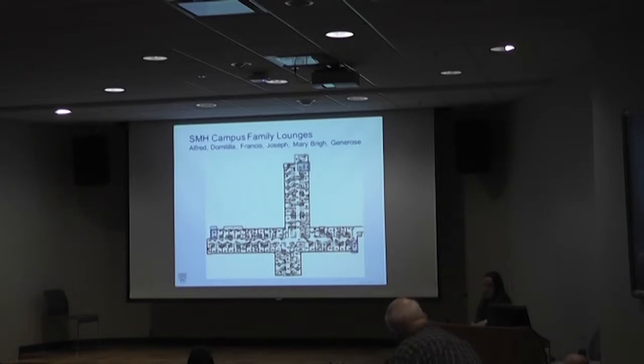So I've got a couple of examples of floor plans showing where we have some of these lounges so you can get your bearings on what we're talking about. This is the Domitilla building, and as you can see highlighted in blue, we have about 3 family lounges per floor, and they're there to support families who happen to have a loved one in that unit at the time.